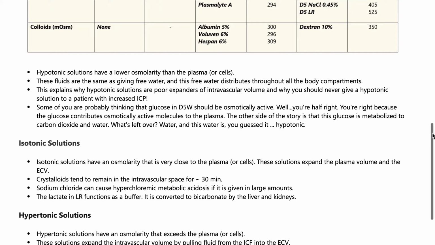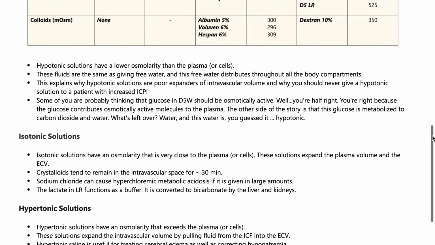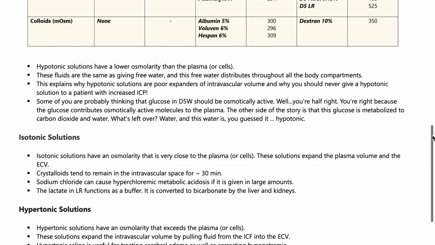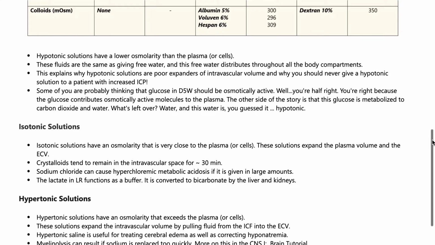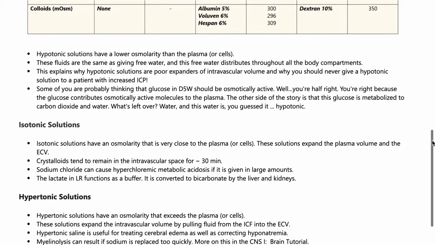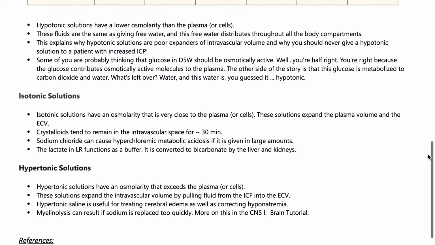Some of you are probably thinking that glucose and D5W should be considered osmotically active. Well, you're half right. You're right because the glucose contributes osmotically active molecules to the plasma. The other side of the story is that this glucose is metabolized to carbon dioxide and water, and so what's left over? Water, and this is hypotonic. So the glucose is metabolized to carbon dioxide and water, the water is left over, and this is hypotonic.